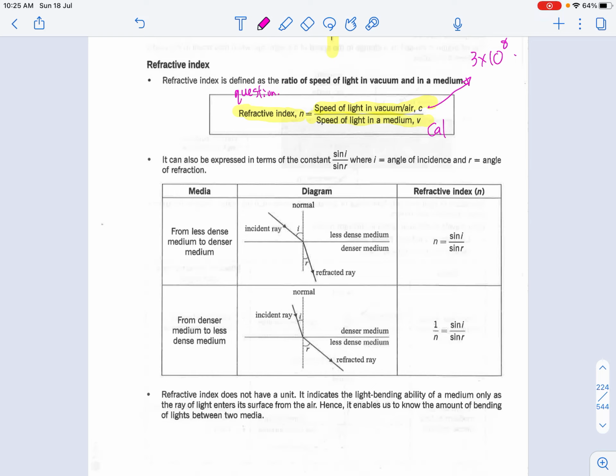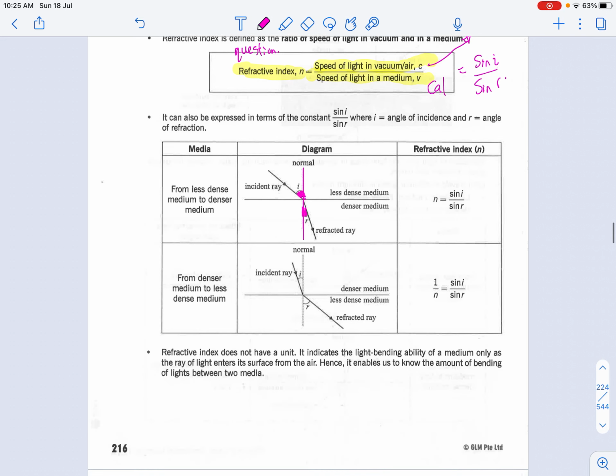Okay, so it can also be expressed in terms of sine i over sine r. So rather than having the speed of light in a vacuum over the speed of light in the medium, it can also be equated to sine i over sine r. Now, what is this i and r? The i is the angle of incidence, whereas r is the angle of refraction. So the angle of incidence, always remember, is with reference to the normal. A lot of students tend to have the misconception that the angle of refraction is over here. Now that is wrong. Okay, it has to be between the normal and the ray of interest.